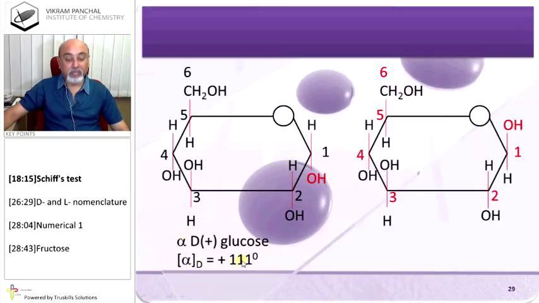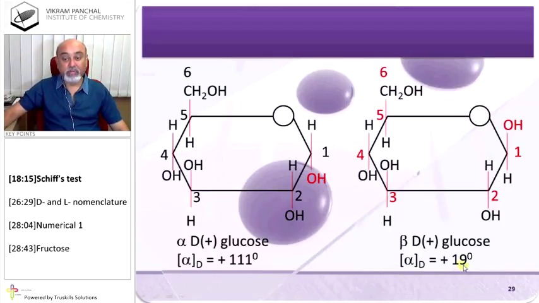Its specific angle of rotation is 111 degrees. And the second structure, where the change is only on the first carbon, is known as beta-D-(+)-glucose. So alpha-D-(+)-glucose has a specific angle of rotation of 111 degrees, and beta-D-(+)-glucose has an angle of rotation of 19 degrees. So this way, both are different.